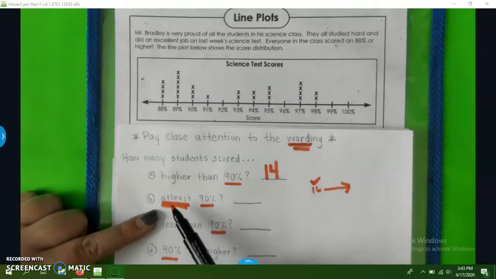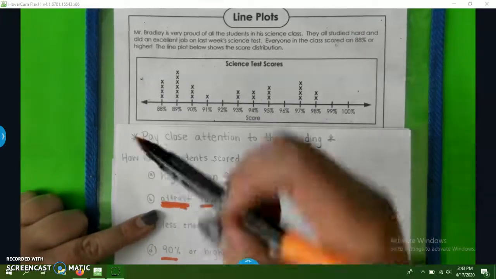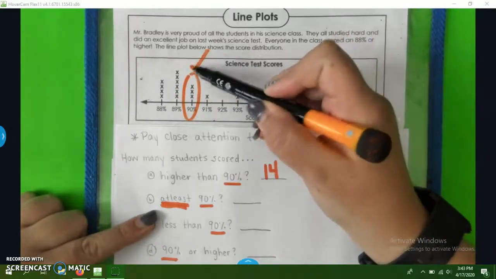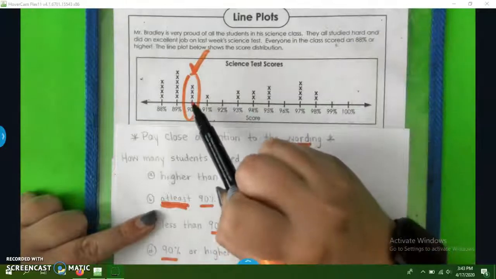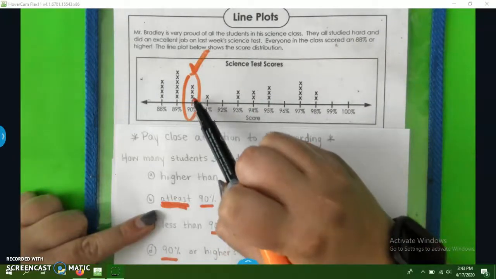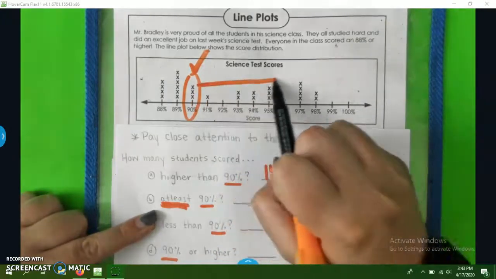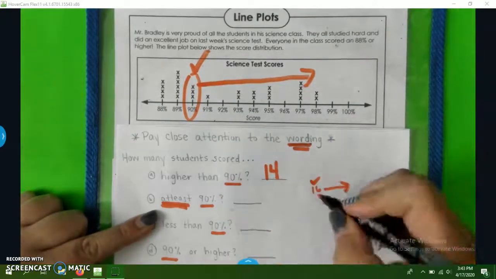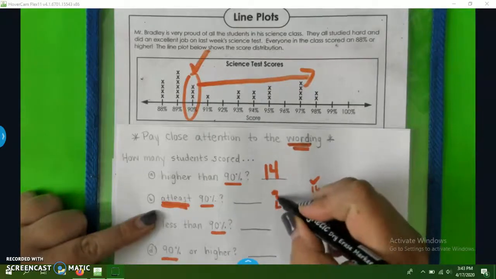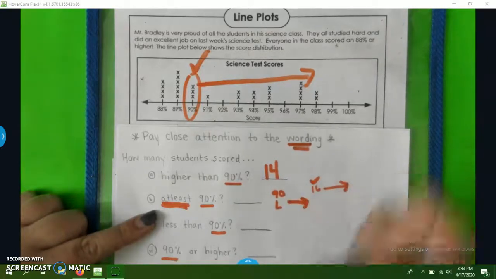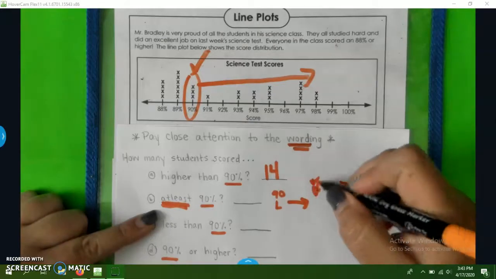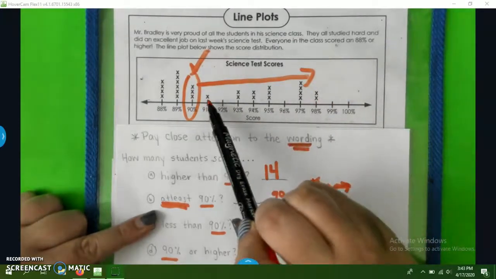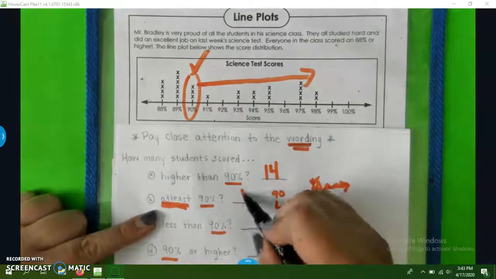If it says who scored at least 90, then yes, we are going to count these kids who got a 90. We are going to count them because they got at least a 90. The lowest that matters is a 90. But we can also count all these guys who got higher than a 90. At least 90 means the lowest that matters is a 90, but it can go as high as we want. So that would be our 14 that we counted last time, 15, 16, 17 students.